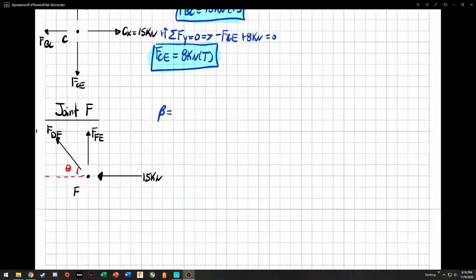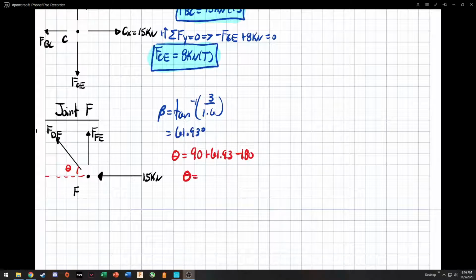So beta is going to be inverse tangent of 3 over 1.6. That will come out to 61.93 degrees. Now we need to find our theta. Our theta is going to be 90 plus 61.93 minus 180. We will get a theta of 28.1 degrees, I believe.